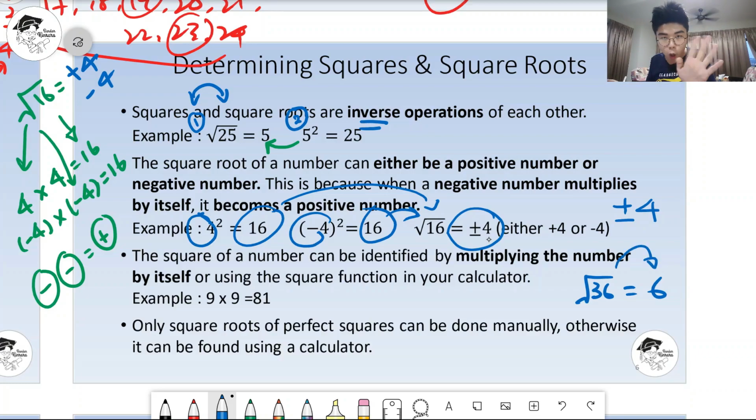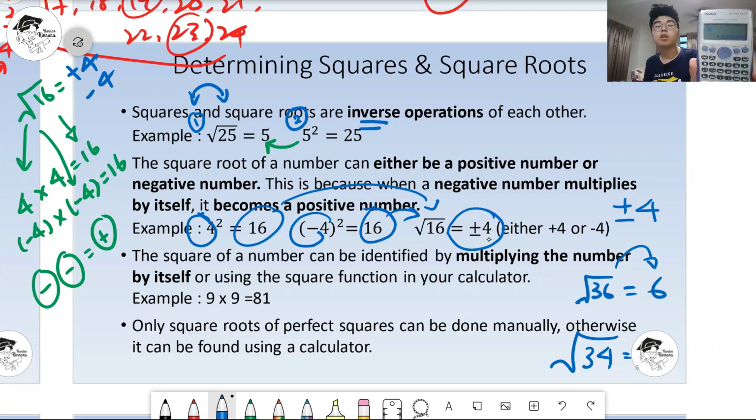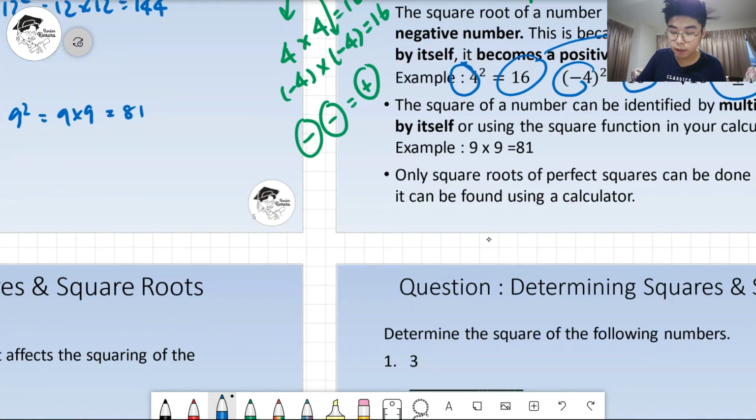But if the number is not perfect square, let's say 34, square root 34, I will not be able to do. Why? Sebab nombornya bukan perfect square, I won't be able to get the nombor asal yang betul. So what happens is, I will key in the calculator. Otherwise, it can be found in calculator. So if you click in calculator, you will get the answer. Square root 34 will be 5.83, so on so forth. So it's going to be number that is tak kacak lah numbernya. Okay, so you can only do the square root on the perfect square. So let's see.